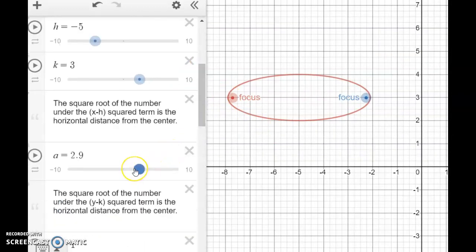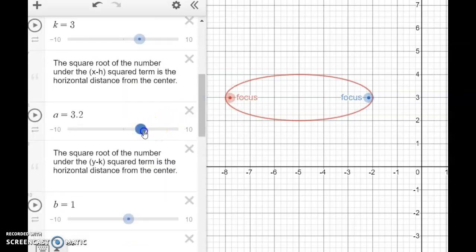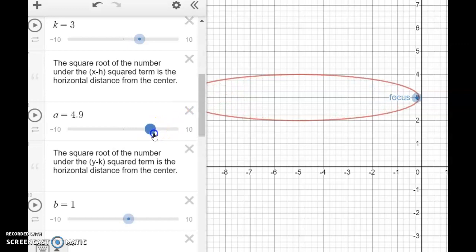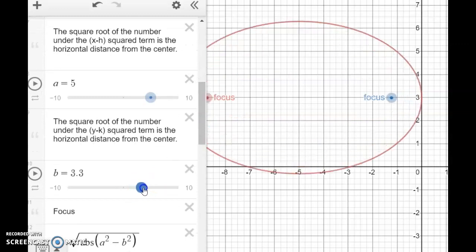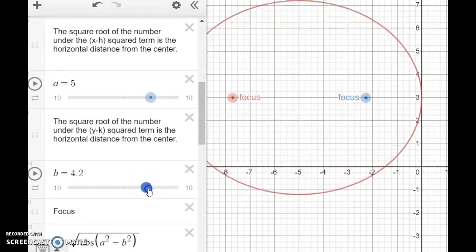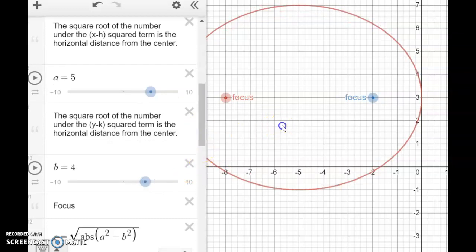The A was a 5, putting us at 5 squared. I'm going to double check that. Yep, that's true. So 5 right there makes it pretty long, I guess. But then the B itself was 4, so that's going to also make it vertical. There we go. And there we go. All right, and that's actually it.